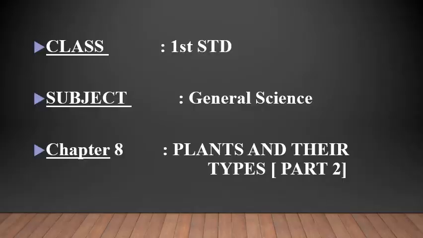Today's video is for class 1, subject General Science, chapter 8, Plants and their types, part 2. Now, in part 1 of this lesson, what did we learn, children, in the last class? We learned about what plants are. Plants are also living things like us, like you and me. How we breathe, how we eat food, like that, the plants are also living things.